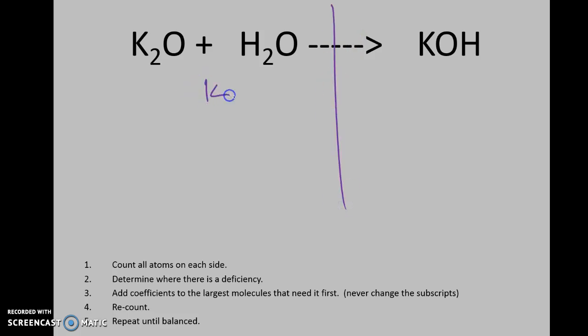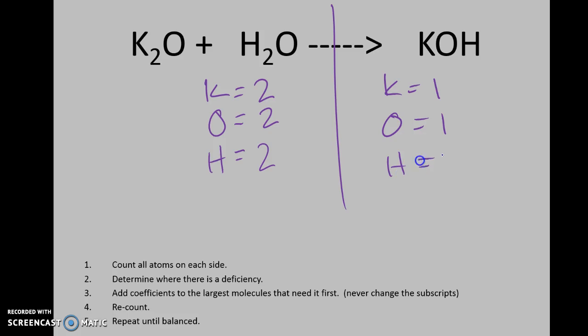I have potassium, and then I have oxygen, and then I have hydrogen. I have 2 potassiums, as you can see here by the subscript, 2. Oxygen, I have 1 here and 1 here. That's a total of 2. And hydrogens with a subscript of 2 have 2. Go ahead and erase those little marks. Now, I have to count on the other side, still on step 1 here. K equals 1, O equals 1, H equals 1.